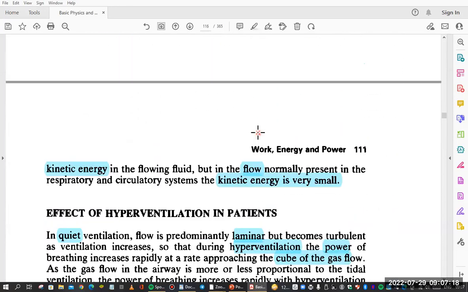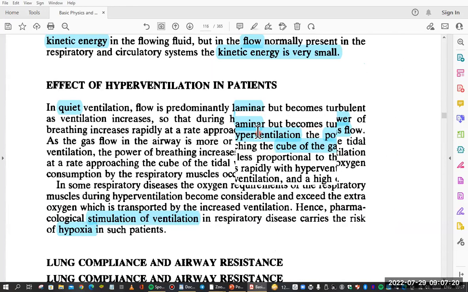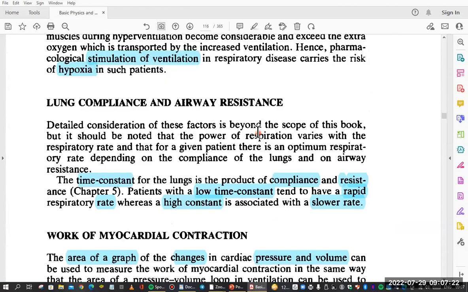The most important points in this subject are to know the definition of work and power, and to know how much work is done by the respiratory system and the cardiovascular system.